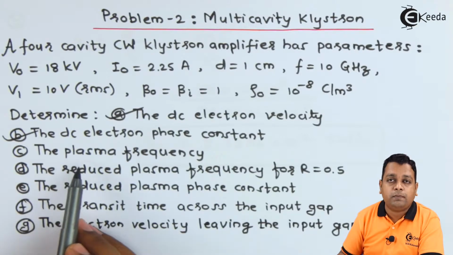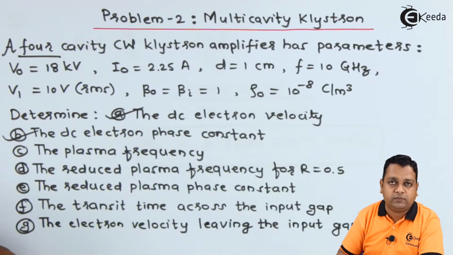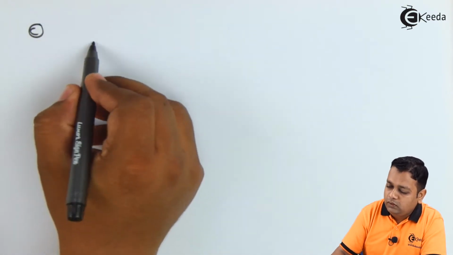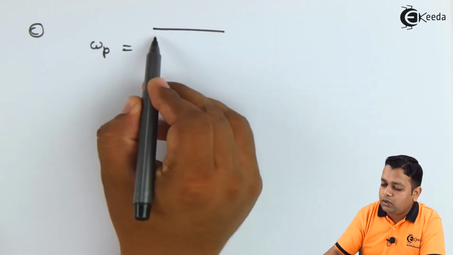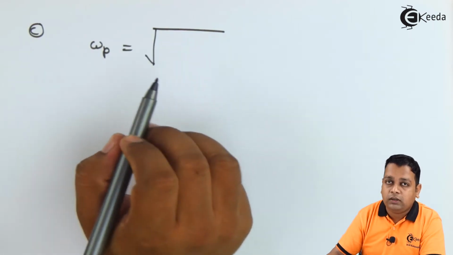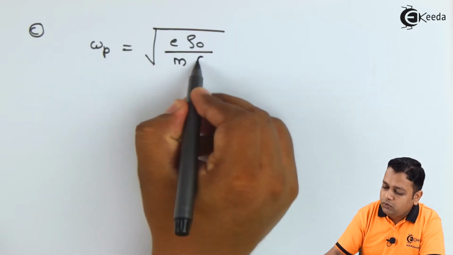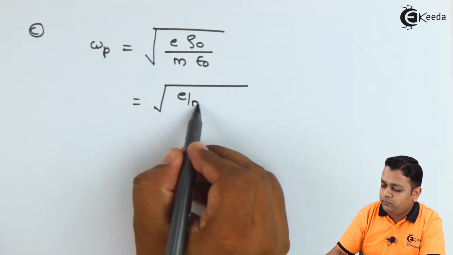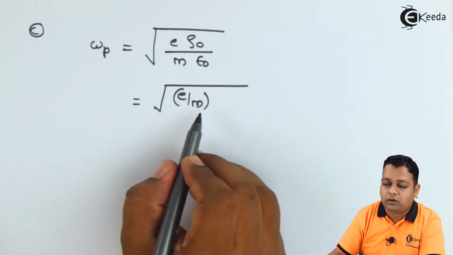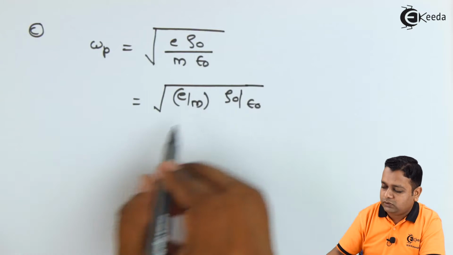Next, the determination of plasma frequency is to be made for the four-cavity klystron amplifier with the provided specifications. For plasma frequency, we represent it by omega sub p. Hence in part C, we write omega sub p, and the formula for plasma frequency that we covered in the previous video for multicavity klystron is e times rho sub 0 divided by m times epsilon 0. So here on the right-hand side, we take the e by m ratio together, the electronic charge divided by the mass of the electron, a constant value, and substitute rho 0 divided by epsilon 0.